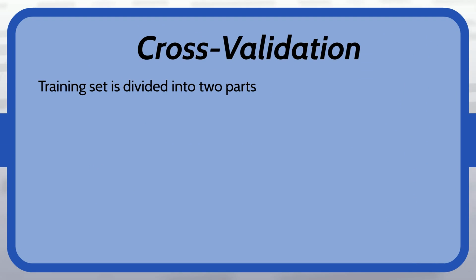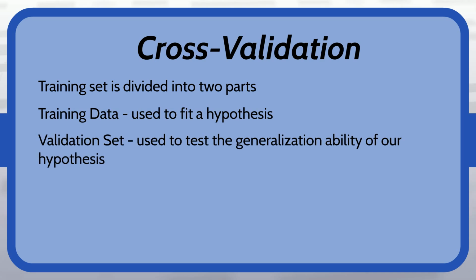So this brings us into the process of cross-validation. We are going to divide our data, the data that we have, into two parts for this process. The first part is going to be the training data, and we're going to use that to fit a hypothesis. And then on the flip side of that, we are going to have the validation set, which is going to be used to test the generalization ability of our hypothesis.